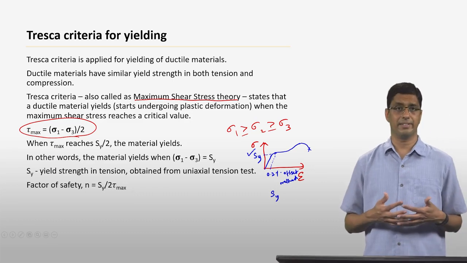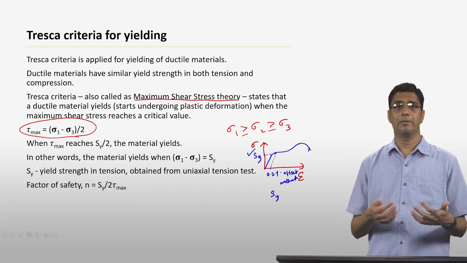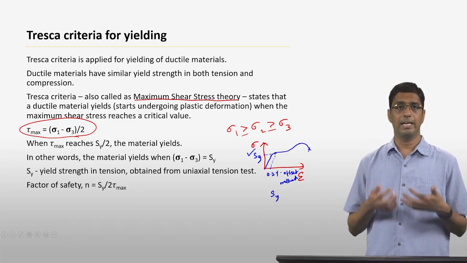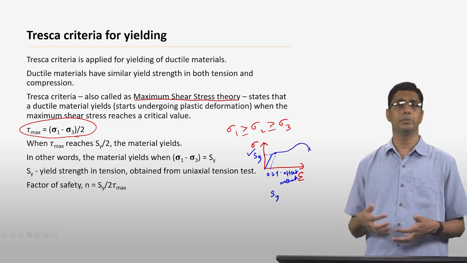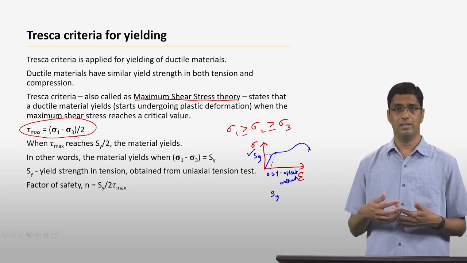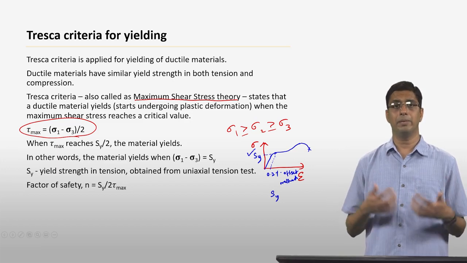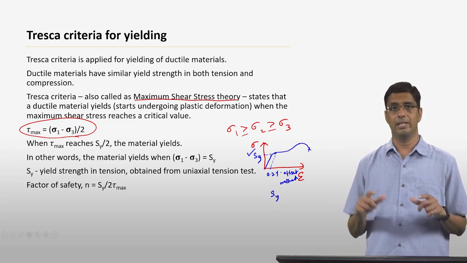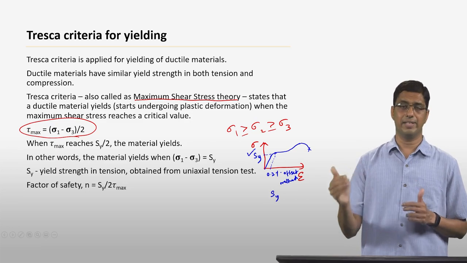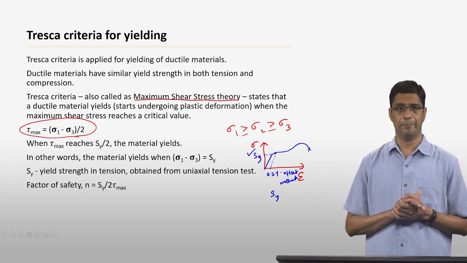Another way of considering this is that tau max is (sigma 1 minus sigma 3) divided by 2. And if tau max exceeds Sy over 2, then the material yields. Or the other way to put it is that if sigma 1 minus sigma 3 equals Sy, that is when the material starts to yield.